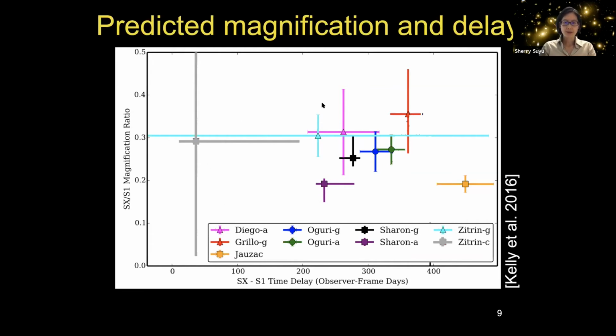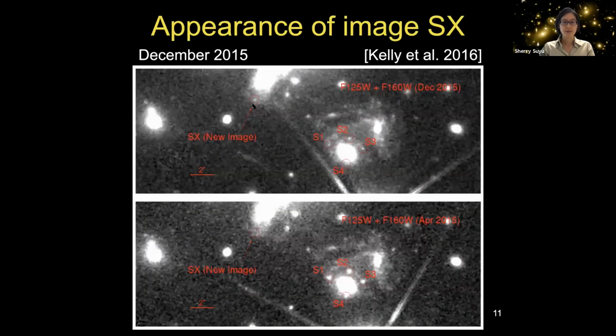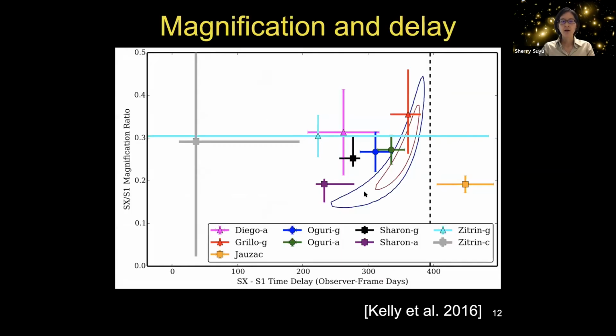And this is really a true blind test, in that all the teams predicted in October 2015, before SX reappeared. Most of the teams actually predicted that the SX image should reappear before the end of 2015. And lo and behold, at the end of 2015, the image SX did reappear. On the top is the image taken in December 2015, relative to the image taken in April earlier in the year. If you focus on where the circle is, you see that in December, in the top image, there's a little image of supernova image SX that reappeared, which was not there earlier in the year. And given that single detection, we can then have a constraint on the brightness and the time delay of SX, shown by the 1 and 2 sigma contours.